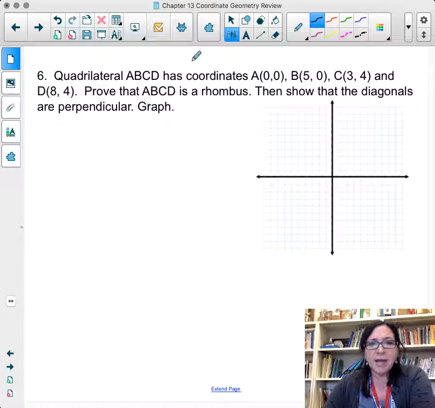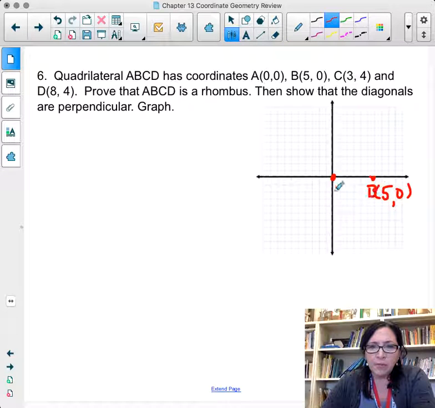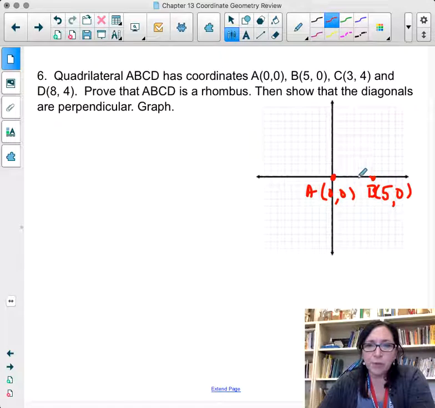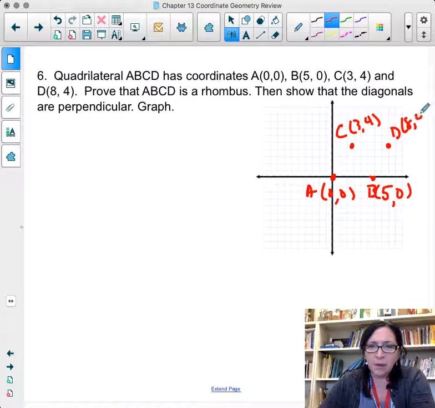The quadrilateral ABCD has coordinates. We have (0, 0), this is A. There's (5, 0), this is B. Then (3, 4), so over 3, up 4, so that's C. And what's the other one? (8, 4), so this is D, which is (8, 4).